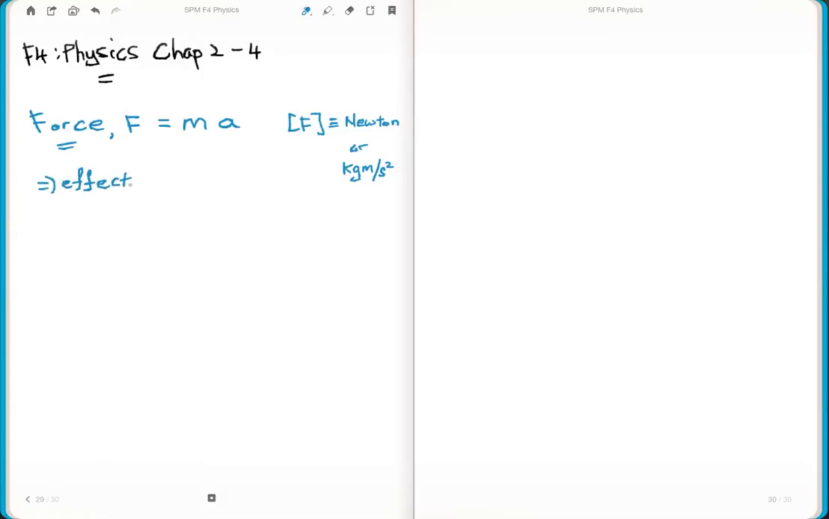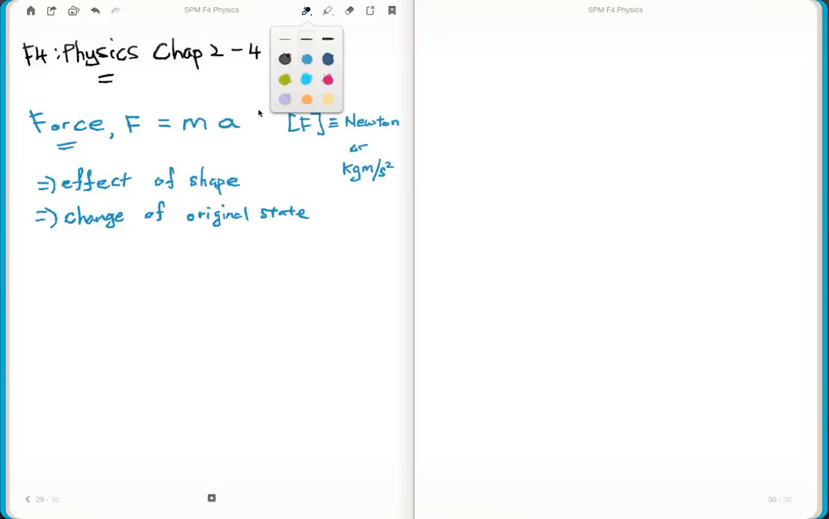The effect on shape is normally deformation, or a change. Normally also a change in the state. Force will cause a change of the original state, maybe in terms of shape or in terms of direction. So these are the effects. Now, based on the mathematical equation F equals ma, what do you get from here?